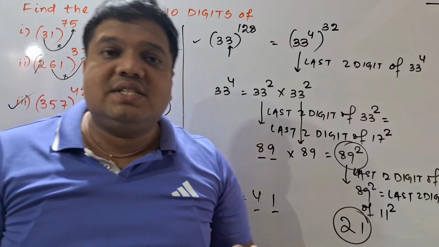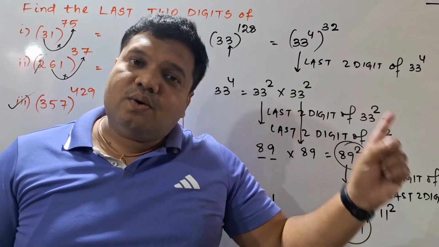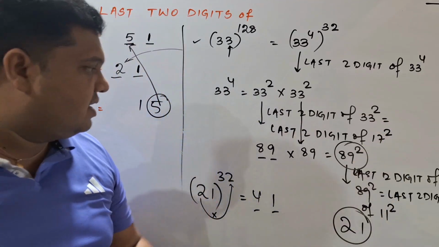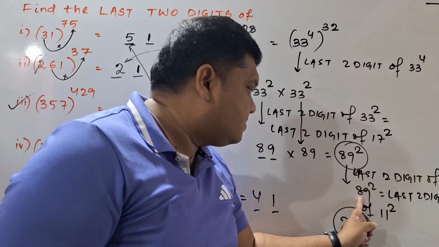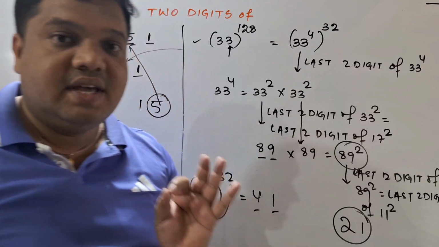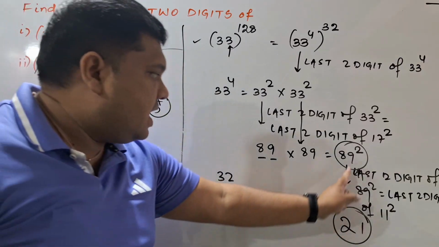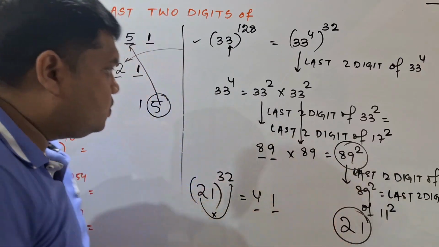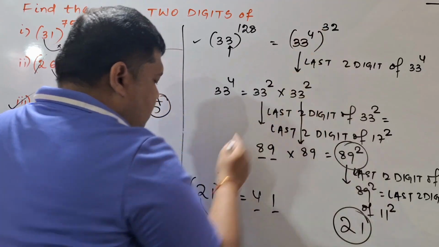Here also 89, so this is 89 squared. What is the last two digits of 89 squared? 89 is close to 100, the gap is 11. So the last two digits of 89 squared are the same as the last two digits of 11 squared. 11 squared is 121, so write 21. In this place you write 21.